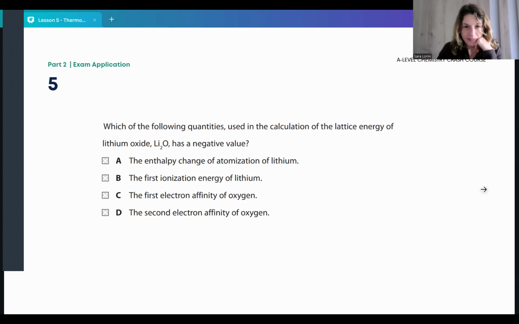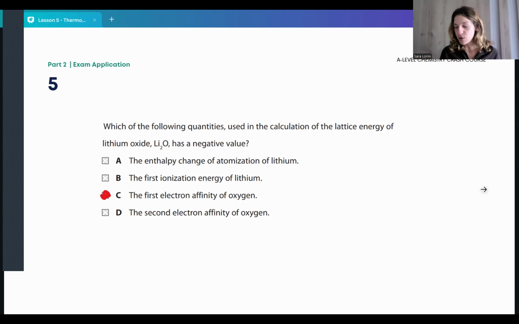Okay, the minute is over. The correct answer is C. Yeah, the first electron affinity of oxygen. Remember that the electron affinity is the only one in the Born-Haber cycle that is exothermic. Not the only one because we also have lattice enthalpy, but it's exothermic because basically it releases energy to gain an electron, right? You're basically making bonds, but it is the second electron affinity that is endothermic.